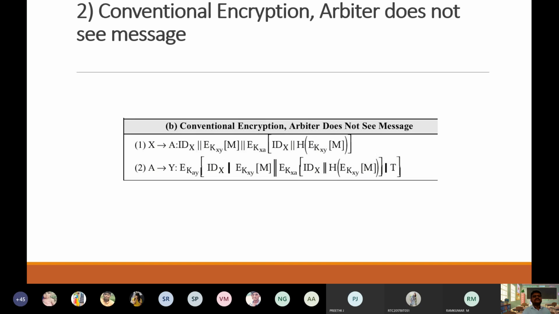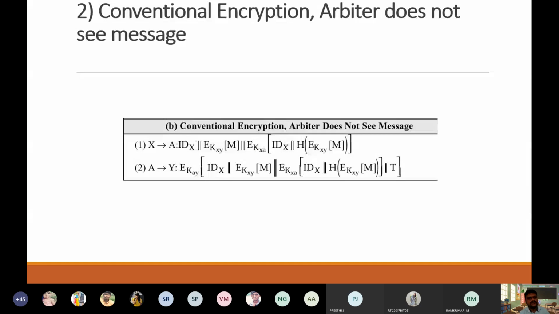Okay, so this is type 2, conventional encryption, where the arbiter does not see your message. The arbiter will not see your message. What are the transactions that happen between the sender, the arbiter and the receiver? This is a three-way one. The sender sends a message to the arbiter, the arbiter verifies that message, and it forwards it to the receiver.